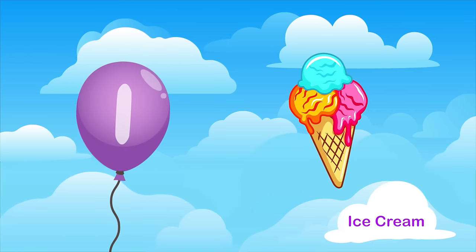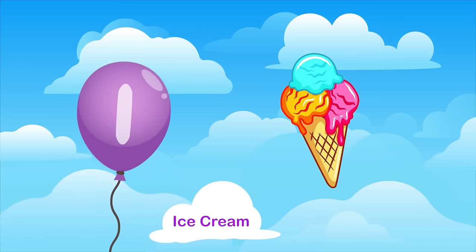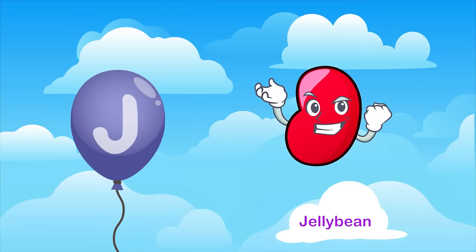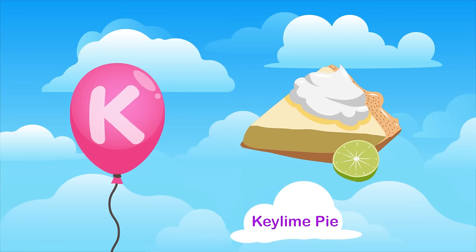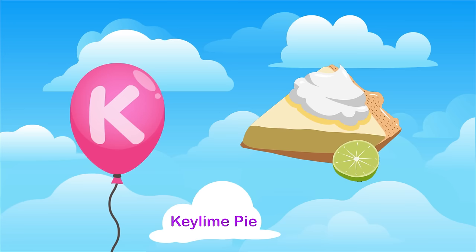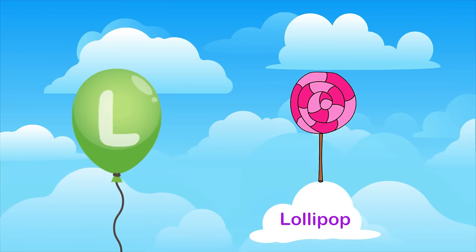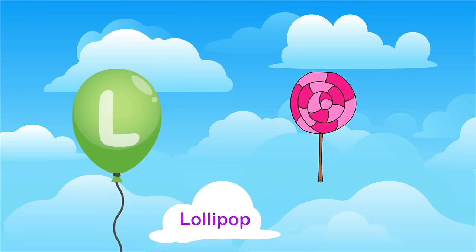I is for ice cream. I, ice cream. J is for jelly bean. J, j, jelly bean. K is for key lime pie. K, k, key lime pie. L is for lollipop. L, l, lollipop.